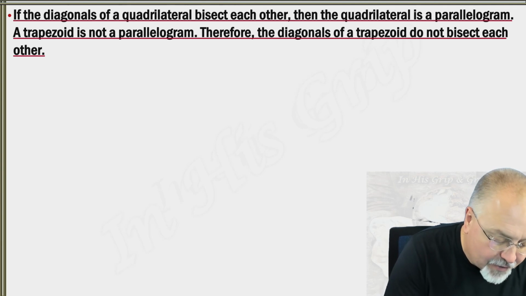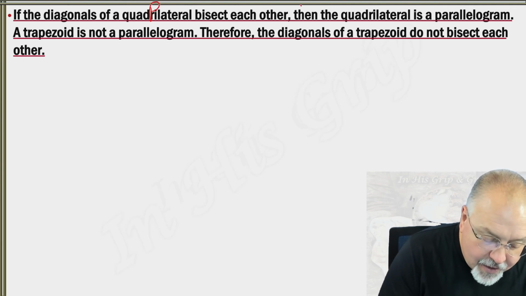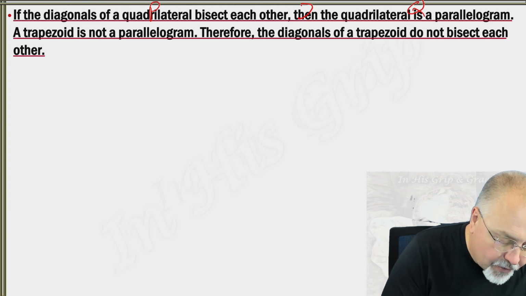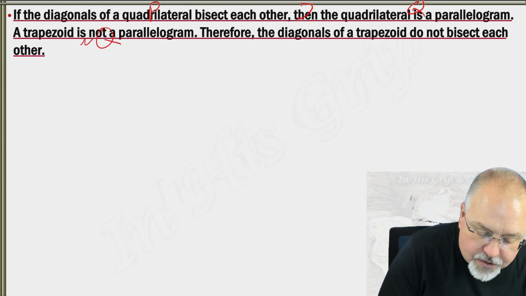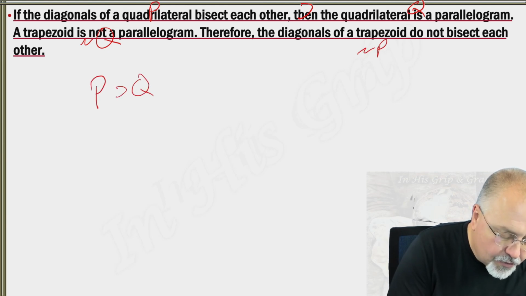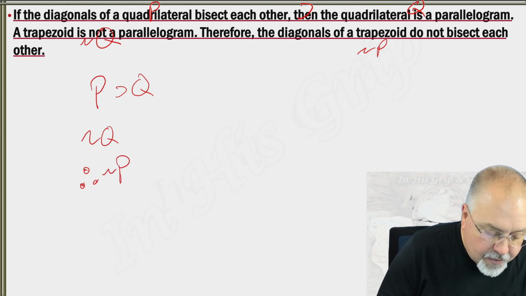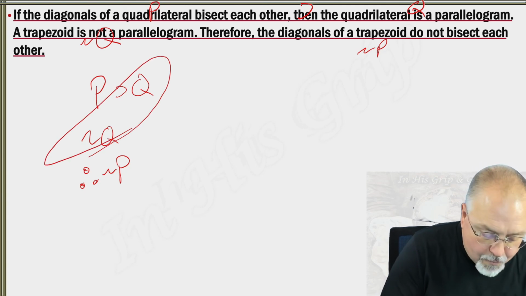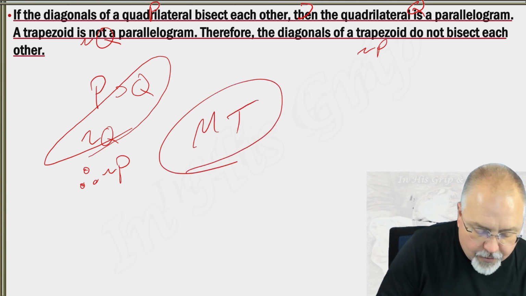All right. If the diagonals of a quadrilateral bisect each other, that's P, then the quadrilateral is a parallelogram, Q, right? A trapezoid is not a parallelogram, okay? This is not Q. Therefore, the diagonals of a trapezoid do not bisect each other, okay? That's not P. So let's write it out. If P, then Q, not Q, therefore not P. This works, right? Denying the consequent, or modus tollens.